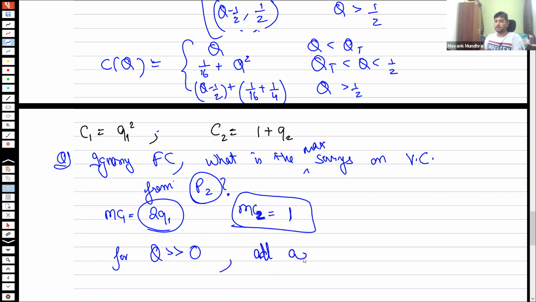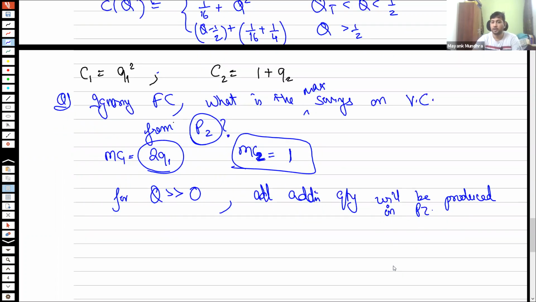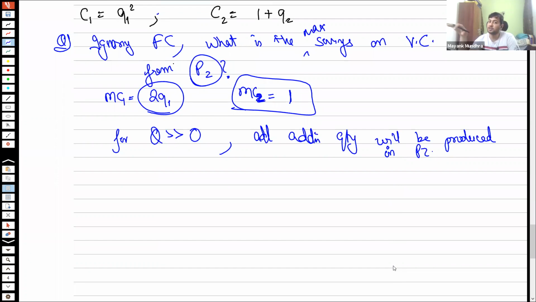So what will happen is that for Q very, very high, all additional quantity will be produced in plant 2. So the max savings, there's no upper bound on savings here. The savings keep on increasing if you keep on increasing the quantity, because if you remove the option of plant 2, then your marginal cost in plant 1 keeps on increasing. Right? So the savings are very high.